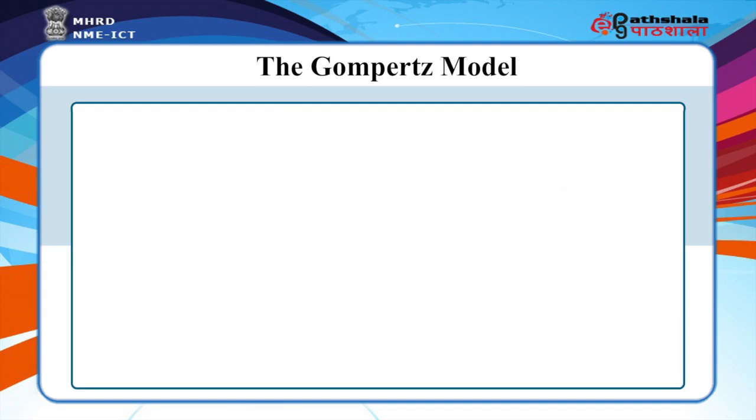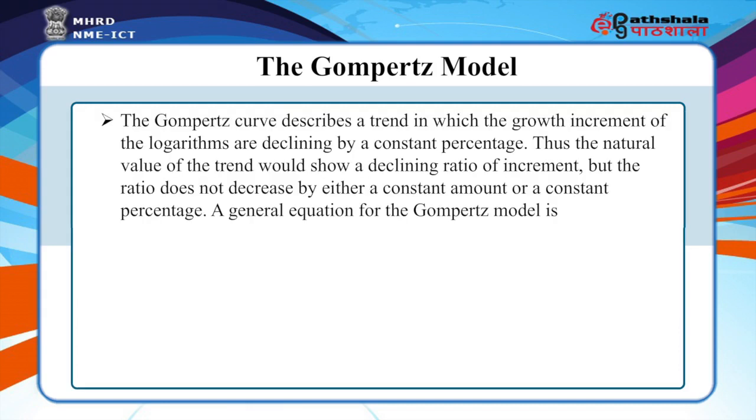The Gompertz model. The Gompertz curve describes a trend in which the growth increments of the logarithms are declining by a constant percentage. Thus, the natural value of the trend would show a declining ratio of increment, but the ratio does not decrease by either a constant amount or a constant percentage. A general equation for the Gompertz model is log y = log a + log b · c^t.